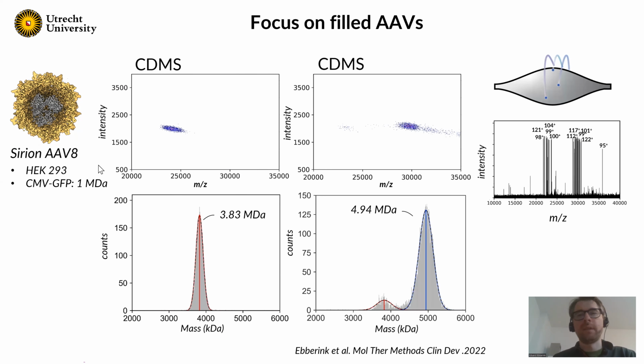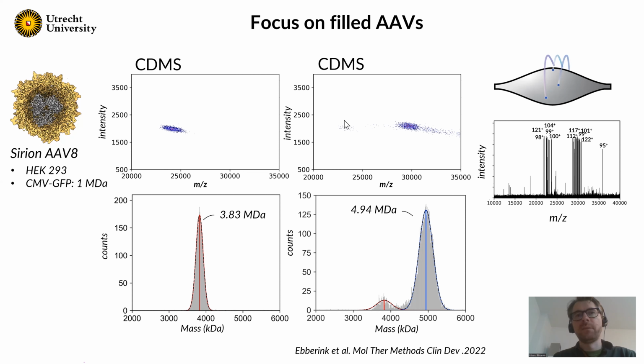So we can do again our CDMS assay. This was a previous result looking at the empties, but if we now look at these particles which contain a transgene, we see a shift indeed. So this is the 2D histogram of our AAV particles, and you can see that in the M over Z, in the mass spectrometer, indeed they are shifted to the right.